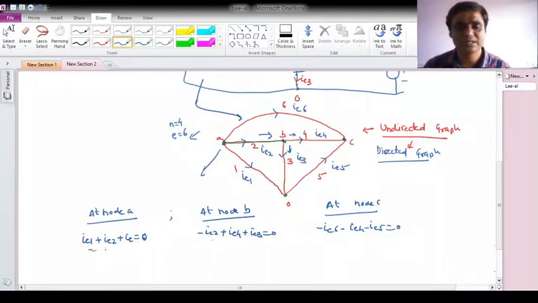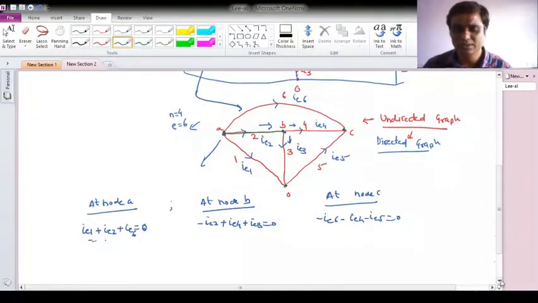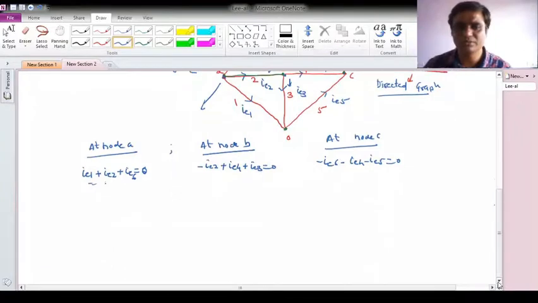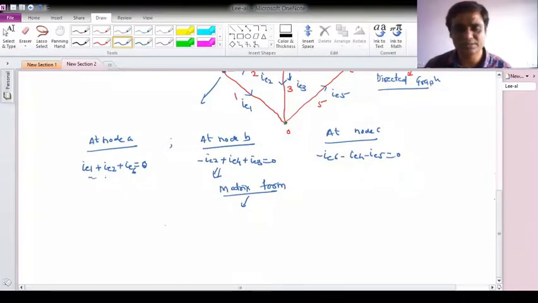And now let me try to find I1, I2, I3 like this. I1, I2 and this is I6. In order to do that, I am representing it in matrix form. What is the advantage? Once I know anything in matrix form, I can write a program and find the voltages and currents quickly by the use of computers.